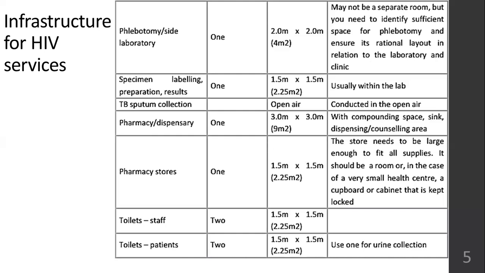Or if it is a small healthcare center where you can't give an entire room for a pharmacy store, a big cupboard with cabinets which can be locked can be provided. Okay. Two staff toilets, male and female, separate. Two patient toilets, male and female, separate. Okay. One can be used for urine sample collection as well.